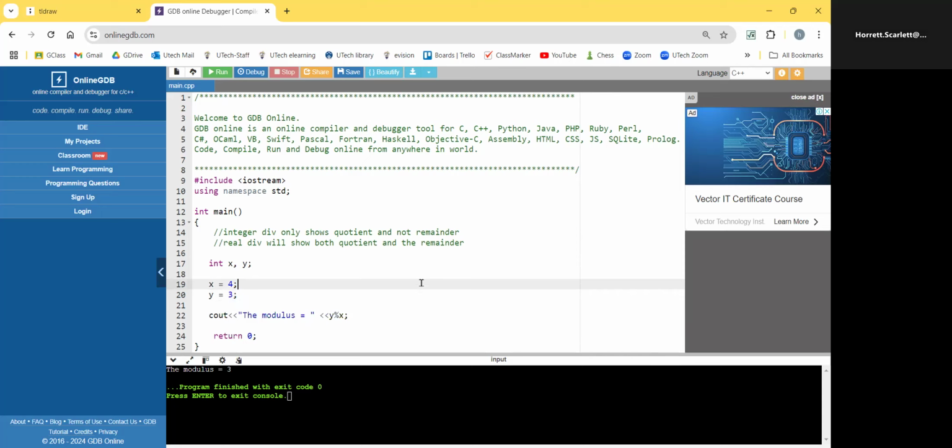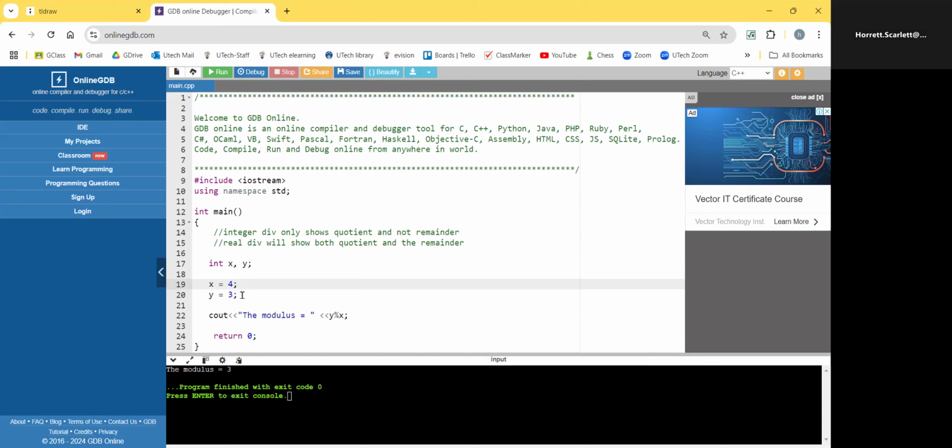So what if we put y to be 3 and leave x at 4? And we are saying that 3 modulus 4. Then what is the answer going to be? Well, 4 cannot go into 3. So we would say that 4 goes into 3 0 times. And what is the remainder? Well, the remainder is going to be 3 because we will still have 3 items left.